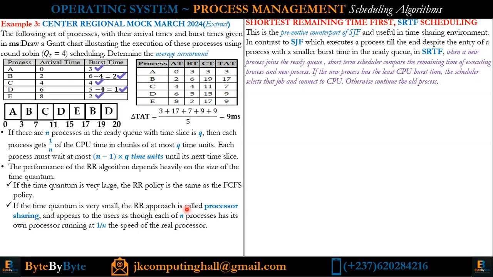In shortest remaining time first, when a process is being executed, if another process enters the ready queue with a burst time lower than the amount of time left for the currently executing process to terminate, then the scheduler will swap those two processes and start by executing the process with a smaller burst time. So what do we have here?